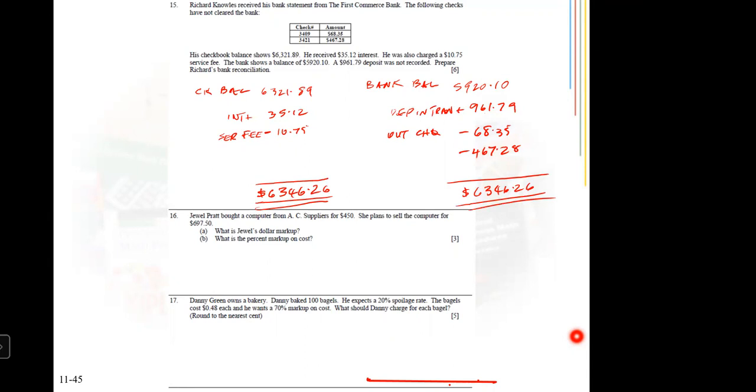Okay, 16, you're asked for the dollar markup. You buy some for $450 and you sell it for $697.50. So you're going to subtract, you get 247.50. And to find the percentage markup, you put that 247.50 over the original price, which was $450. And that should give you 55% when you work it out.